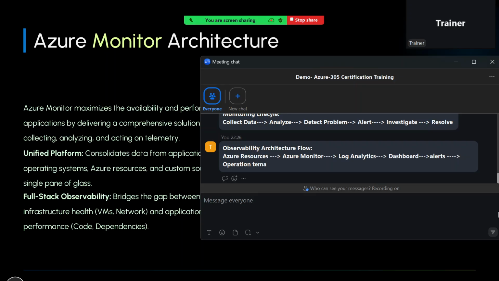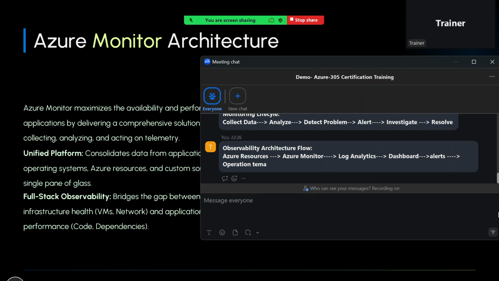Okay, so what are Azure metrics? Metrics provide near real-time numerical data, for example CPU percentage, memory percentage, disk queue, network throughput, request count, or availability. Metrics are lightweight and ideal for dashboards and alerting. And what are the metrics characteristics? Fast collection, time series data, near real time, low storage requirement.